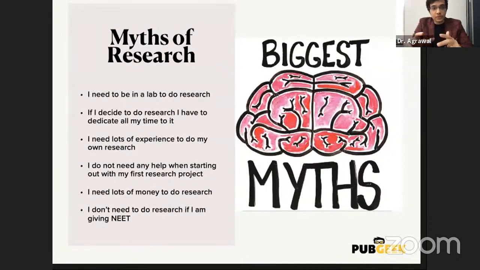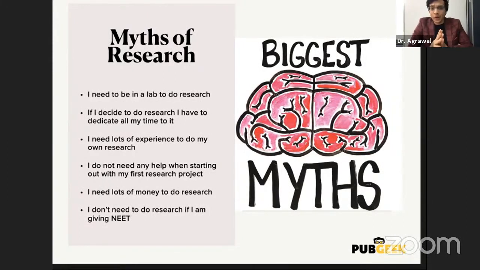So the myths of research is you need to be in a lab to do research. Not at all. There's something called wet and dry research. So wet research is usually performed in a lab, which we might or might not have access to. But you do not need to be in a lab to do research. You can very well perform clinical research, which is what most surgeons and most physicians do.